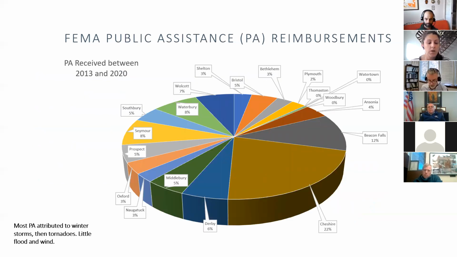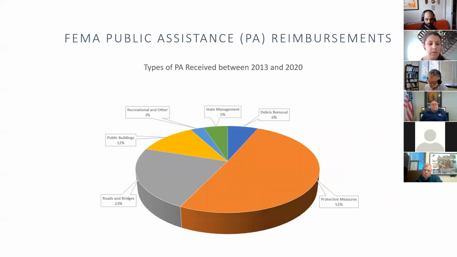Thank you, Noah. So a little bit of breakdown of the public assistance that's been received throughout the region. You could see most all municipalities, most all communities in the region have received something since 2013. Most of the funds received have been attributed to winter storms and tornadoes, with I believe only maybe 1 to 2 communities receiving flood and wind money. Some communities haven't received anything, but just to show that most all municipalities have received something from these declarations in recent years.